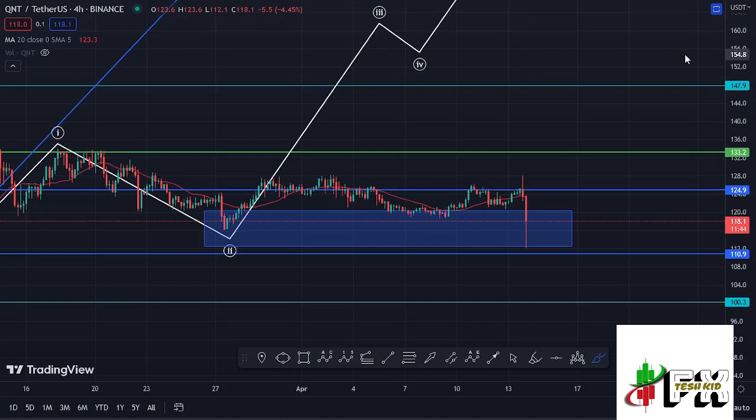Welcome back to Teshkid FX for another Quant price prediction update, which at the time of this recording is holding below the 20-day MA here on the 4-hour chart, which is now acting as resistance for us to continue gearing up. We are also holding above a key area of support at around the $110.9 mark, which is now acting as support. And at the time of this recording, we have just seen a massive bearish candlestick to the lower side in a move that has now given us one more new low at around the $112.3 mark.